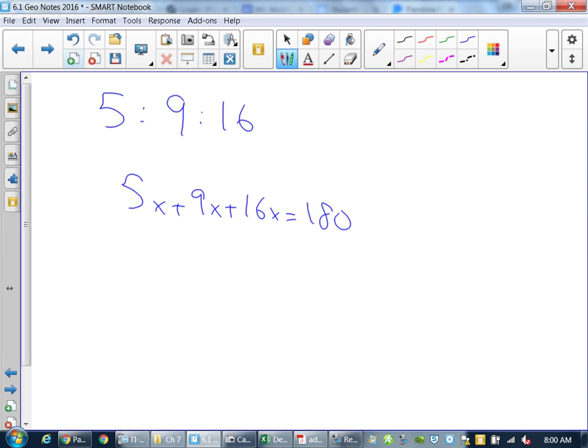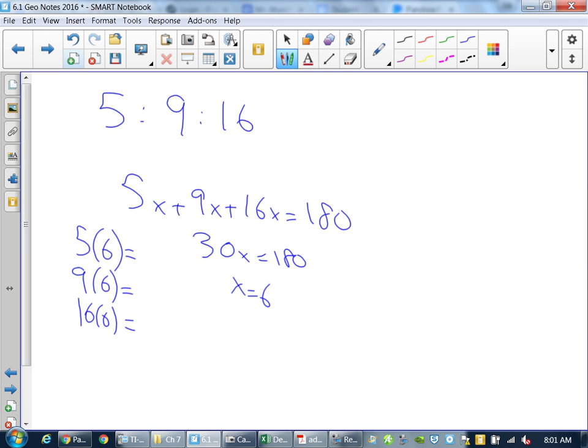So what's 5, 9, and 16 equal? 30. And divide it out, what do you get? 6. So that means the common multiplier for all of them was 6, which means you can then figure out the 3 angle measures. 5 times 6, 9 times 6, and 16 times 6. 30, 54, and 96, I believe. That's how that works.